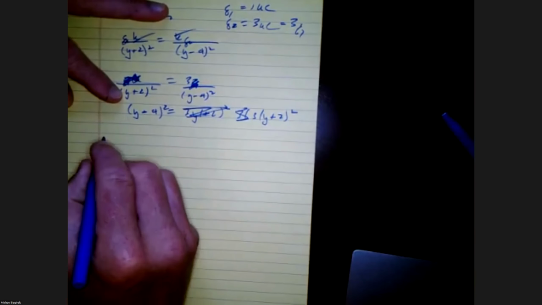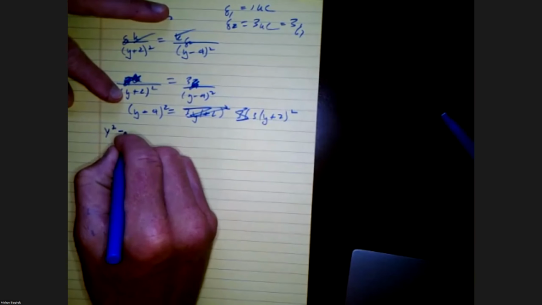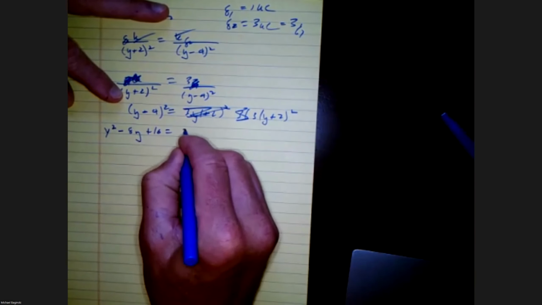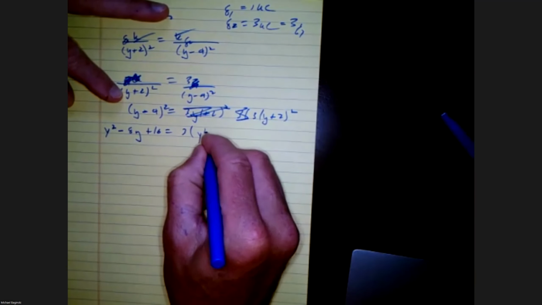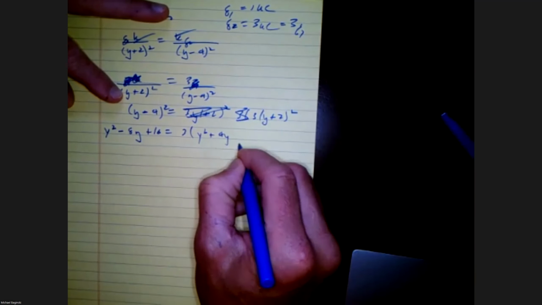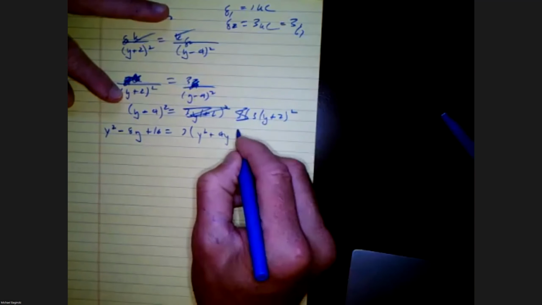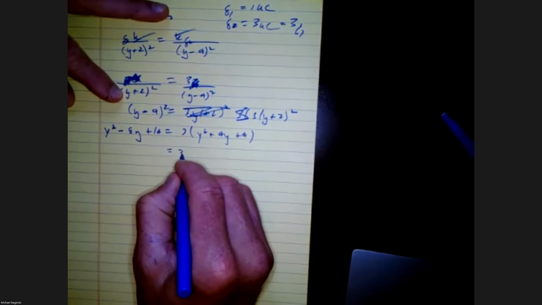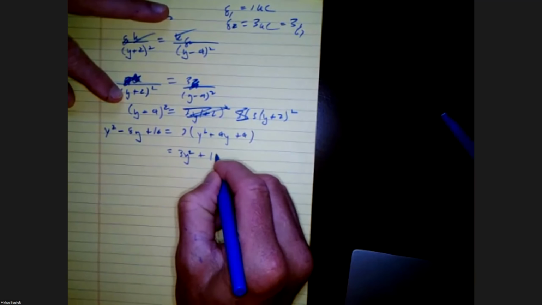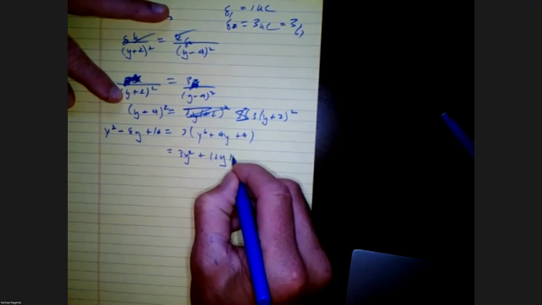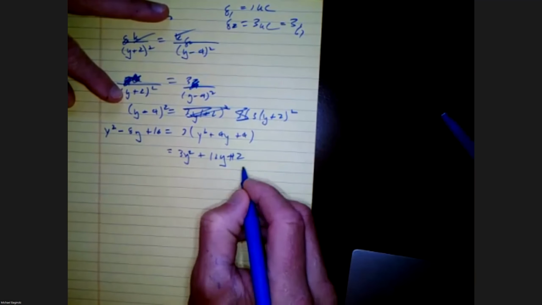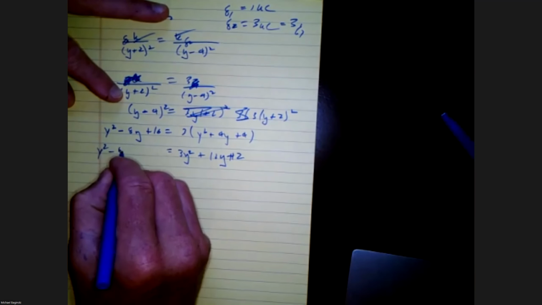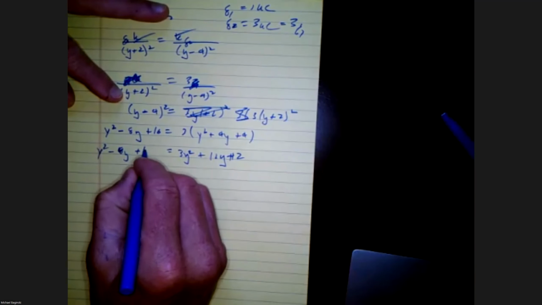So now square this out. I have Y squared minus 8Y plus 16 is equal to, and I'll leave the 3 here, and then I have Y squared plus 4Y plus 4, and all this is multiplied by 3. So I have 3Y squared plus 12Y plus 12 is equal to Y squared minus 8Y plus 16.